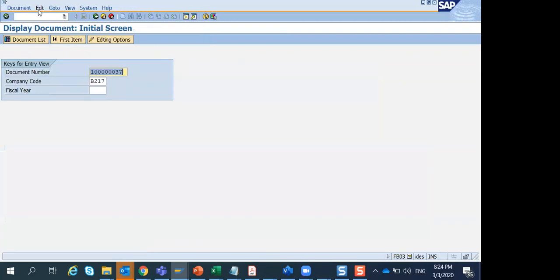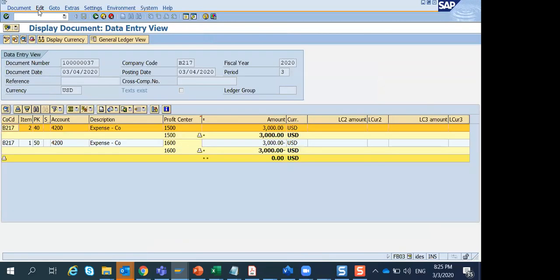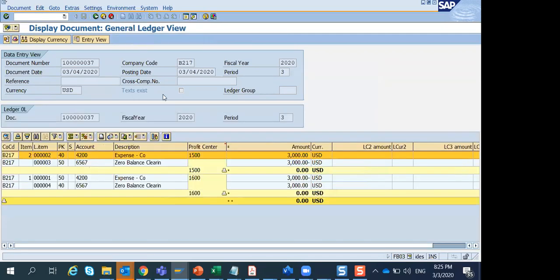FB03. As you can see here, the total amount for profit center 1500 is 3,000. Total amount for 1600 is 3,000. So it's not good. What is the total supposed to be for each profit center? Zero. Ideally, but we are in the data entry view, so don't blame it. Let's go to the general ledger view. Do you see now? The total for profit center 1500 is 0. The total for profit center 1600 is 0.